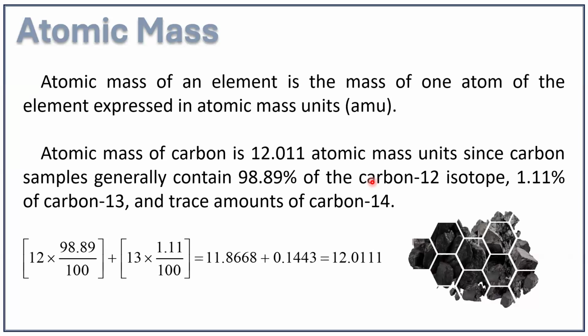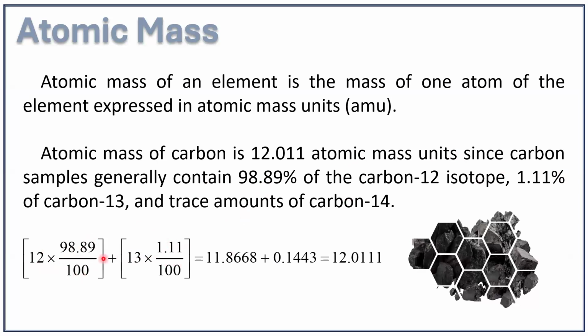So if you want to take the atomic mass of carbon, we actually consider carbon-12 as well as carbon-13 and the relative percentage. Carbon-12 is present at 98.89% and carbon-13 is present at 1.11%. So the atomic mass of carbon can be calculated using this formula: 12, that is the carbon-12 isotope, which has an atomic mass of 12 AMU, into its relative percentage, 98.89 divided by 100, plus, what is the relative percentage of carbon-13? That is 13 into 1.11 divided by 100.